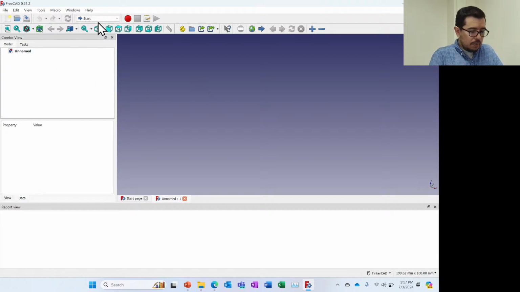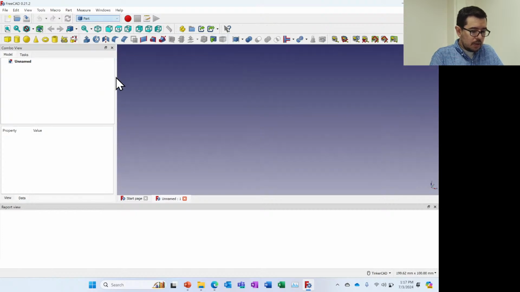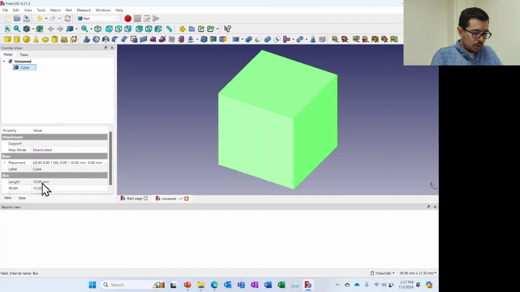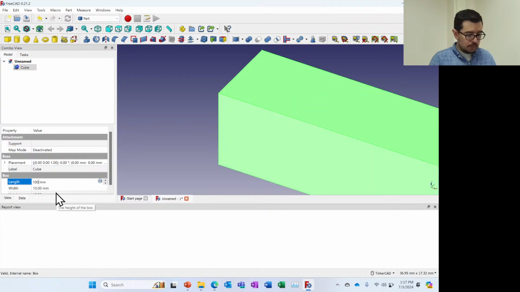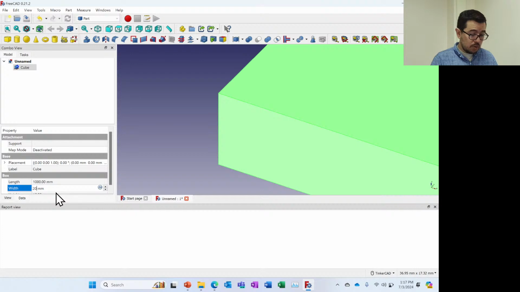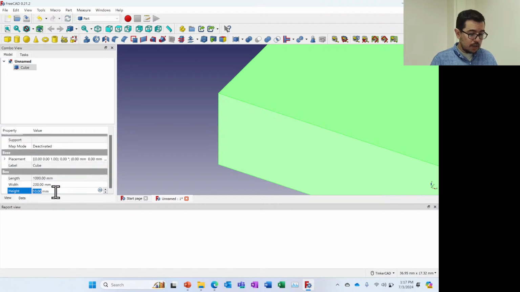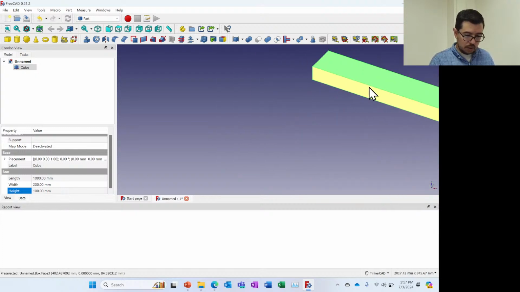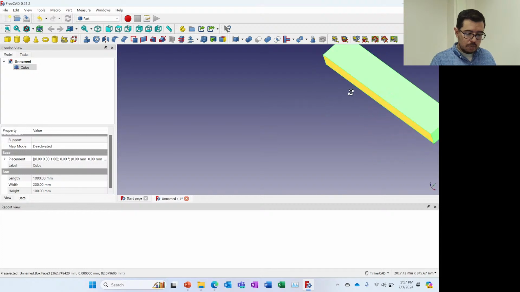And then once it's up, we're going to go to part design, like this. And then we're going to hit the cube right over there, and we're going to change its dimensions. So we're going to use a length of 1,000 millimeters, a width of 0.2 meters or 200 millimeters, and a height of 100 millimeters, or 0.1 meter, like this.